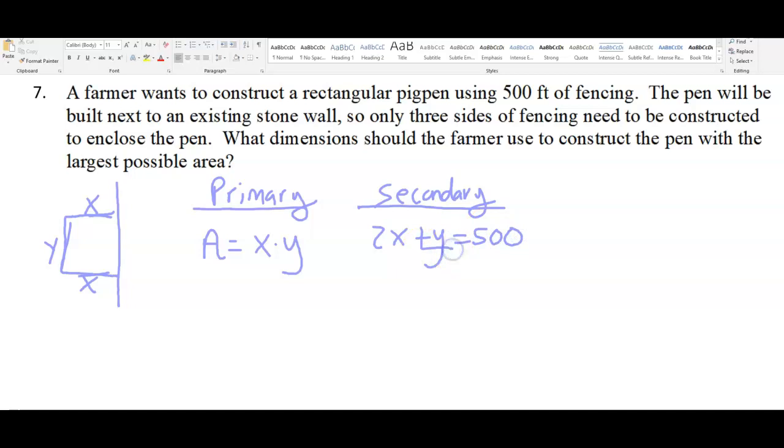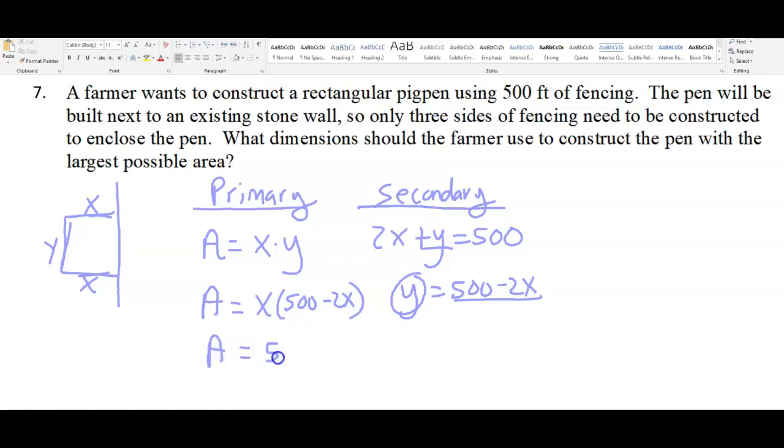So we're going to get the y by itself. And we're going to plug this in for y into the other function. Distribution gives me the following. Now I want to know what's the maximum area. Well, how do you find a maximum? You set the derivative equal to 0 and solve, and that tells you where the relative extrema are.